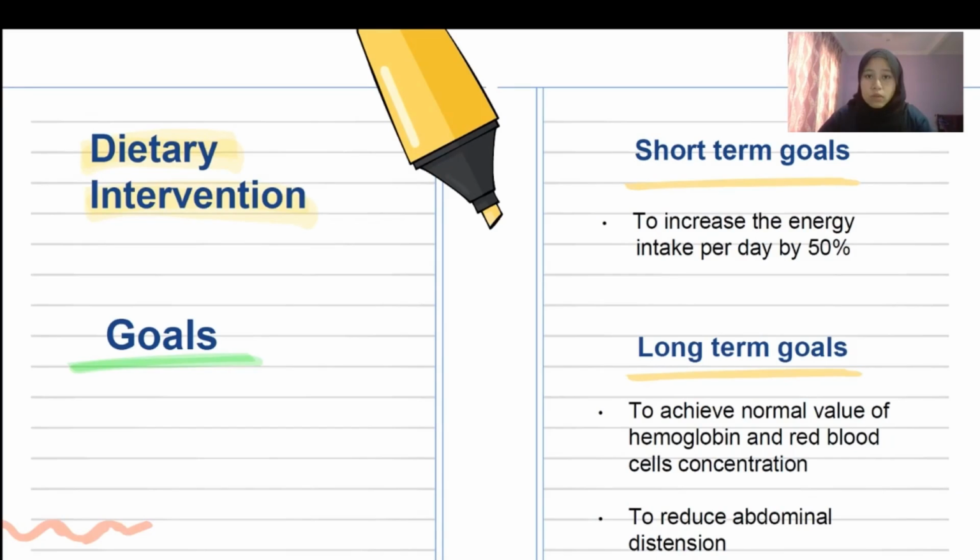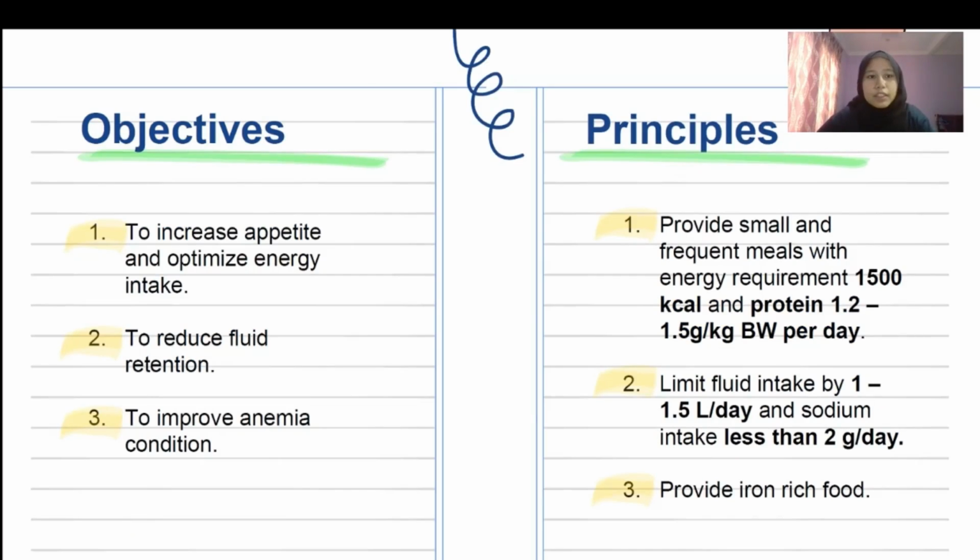Firstly, short-term goals. We want to increase the energy intake by 50%, and for the long-term goals, we want to achieve normal value of hemoglobin and red blood cells concentrations, and we also want to reduce the abdominal distensions. Alright, for the objective, we want to increase the appetite and optimize energy intake. How? We will provide small and frequent meals with energy requirement of 1,500 kcal and protein about 1.2 to 1.5 gram per kg of body weight per day.